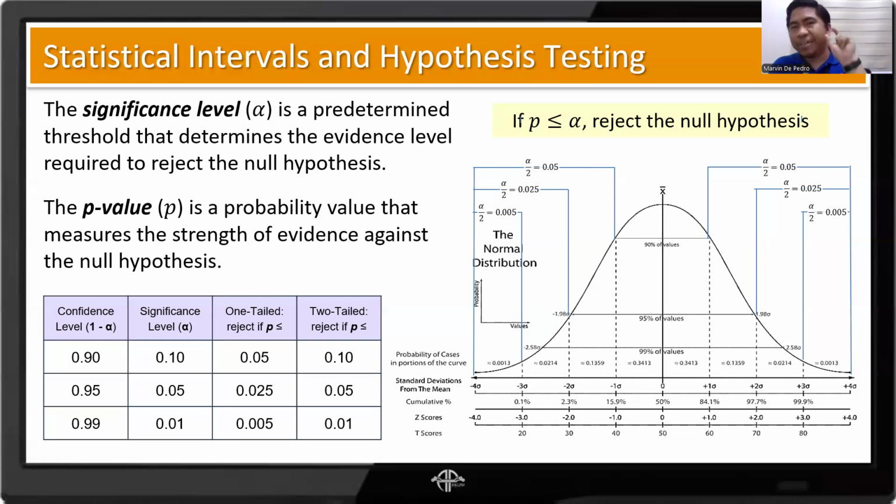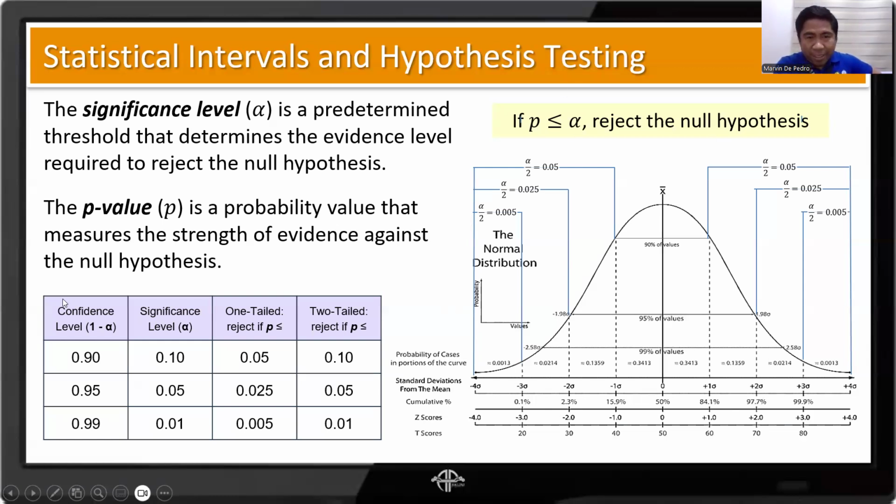If our p-value is less than or equal to the alpha or the significance level, then without further ado, reject the null hypothesis because it falls in the critical region, outside of the accepted region. By the way, the p-value is the probability that measures the strength of evidence against the null hypothesis. So we reject if it's below the significance value.